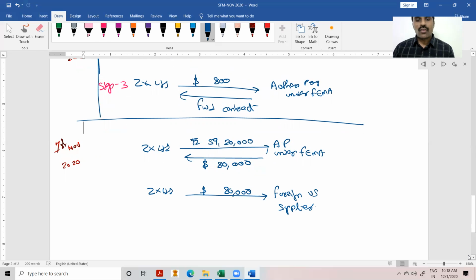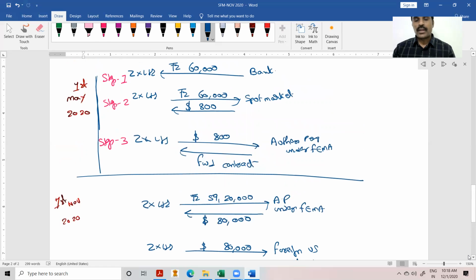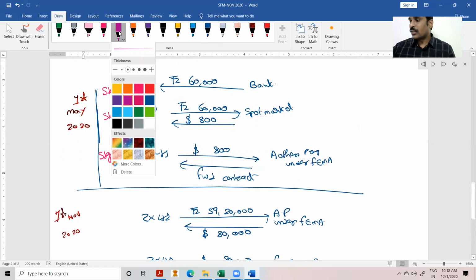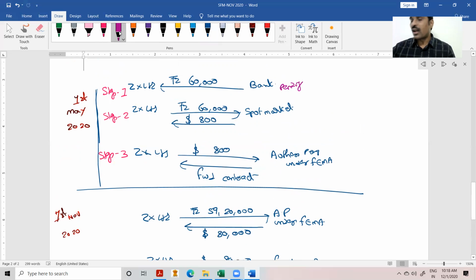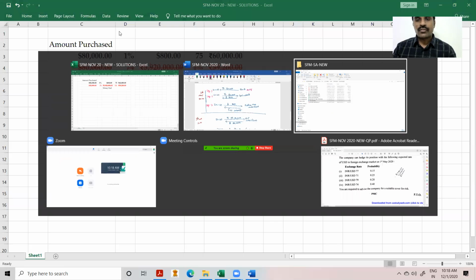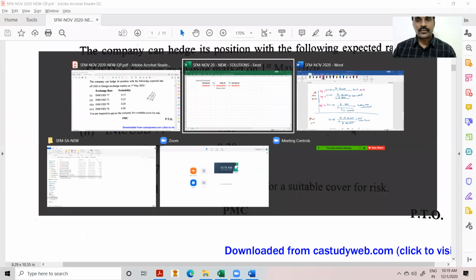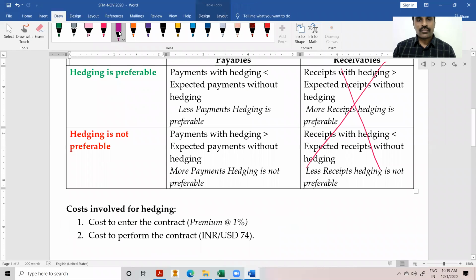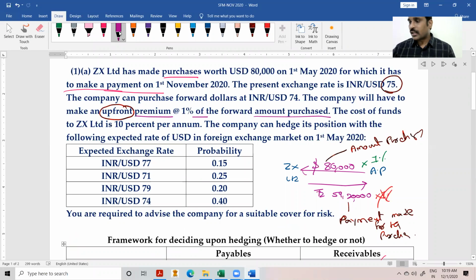And what is left over? Is this loan amount, whatever amount we borrowed to repay the premium. So this is pending now. We have to repay that, along with interest. What is the interest for that 60,000? The cost of funds is 10% per annum.